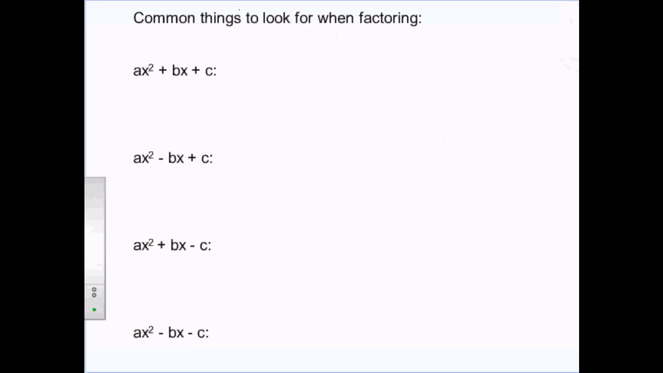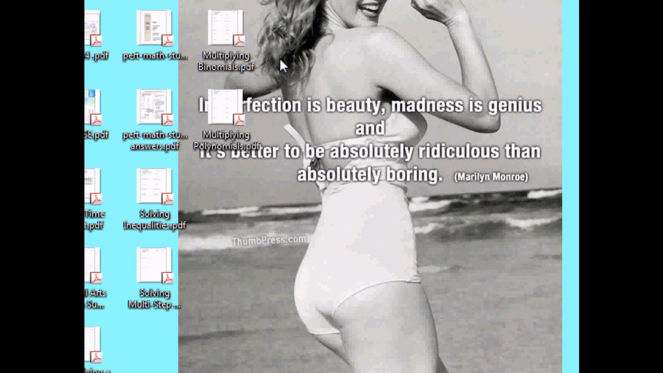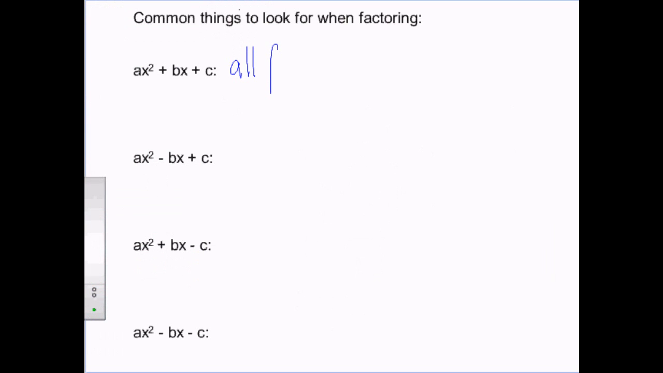You're going to have one of these scenarios. A could be a 1, so it could technically not be there, but you're either going to have two positives, a negative and a positive, a positive and a negative, or two negatives. Okay. When you have two positives, all your factors are positive. You have in mind that it's a 1. Okay. Everything will be positive.